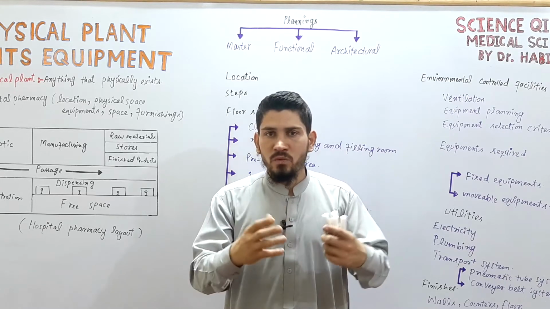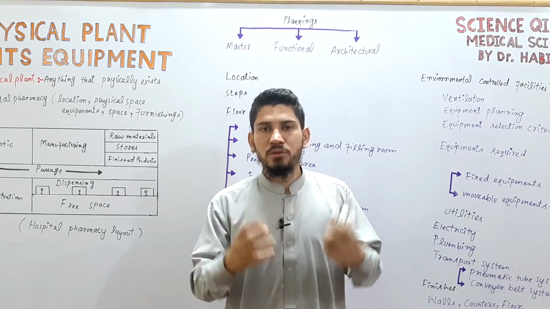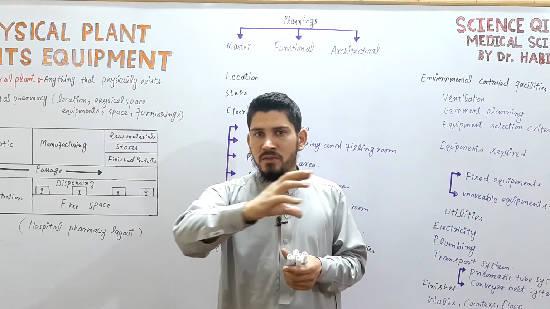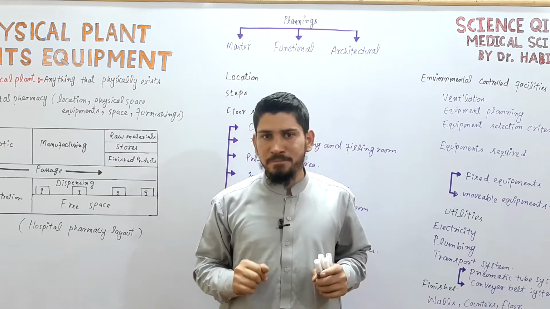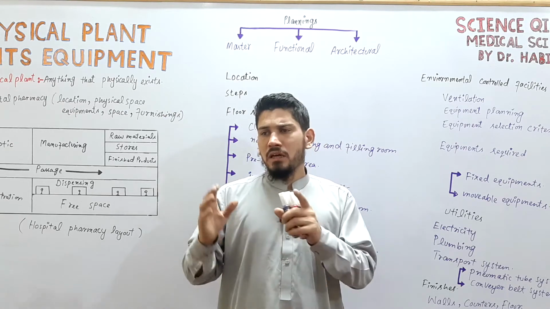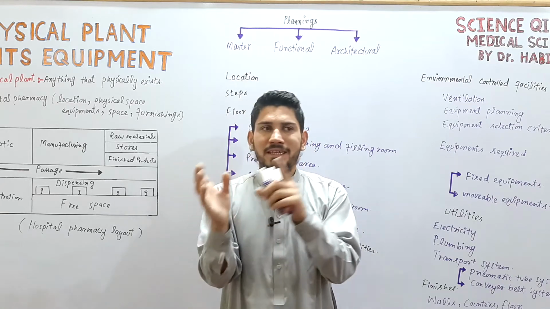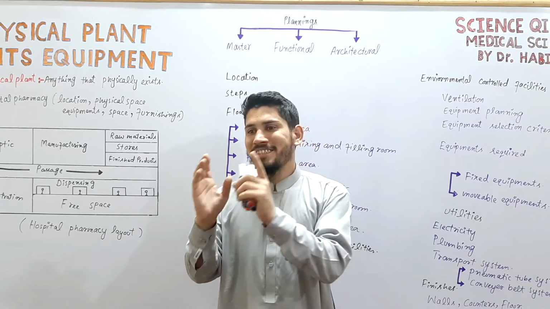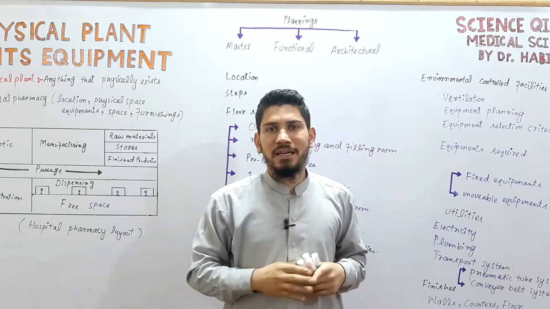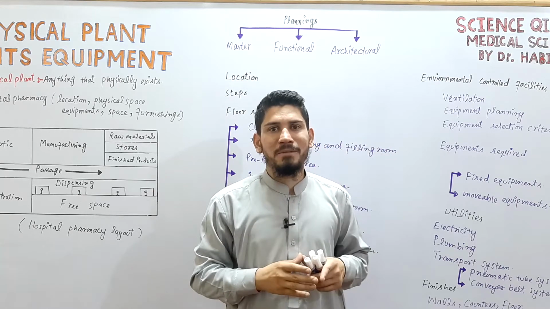What kind of equipments and resources and functions and procedures do we need to achieve our goal? We will determine that planning. And then in third planning, we will translate these two plannings in the building form. These services will be performed in that building, so that's called architectural planning.